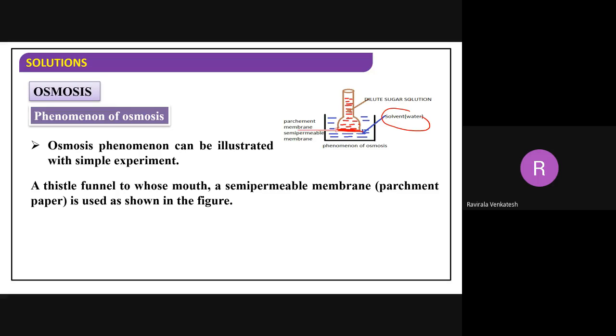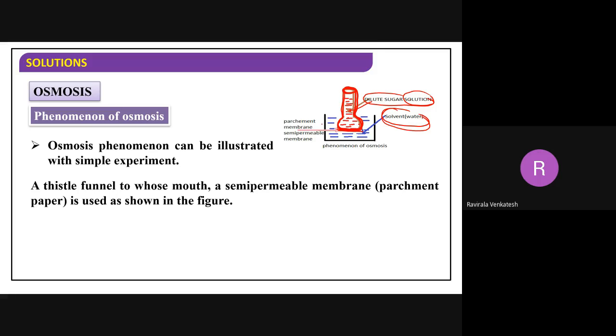Now this one is a dilute sugar solution. Whichever you have taken in this funnel, you are having a dilute solution. Outside of this funnel, what are you having? Solvent. Understood? Outside you have solvent, water. Inside of the funnel you have solution. And this funnel at the bottom is coated with what?